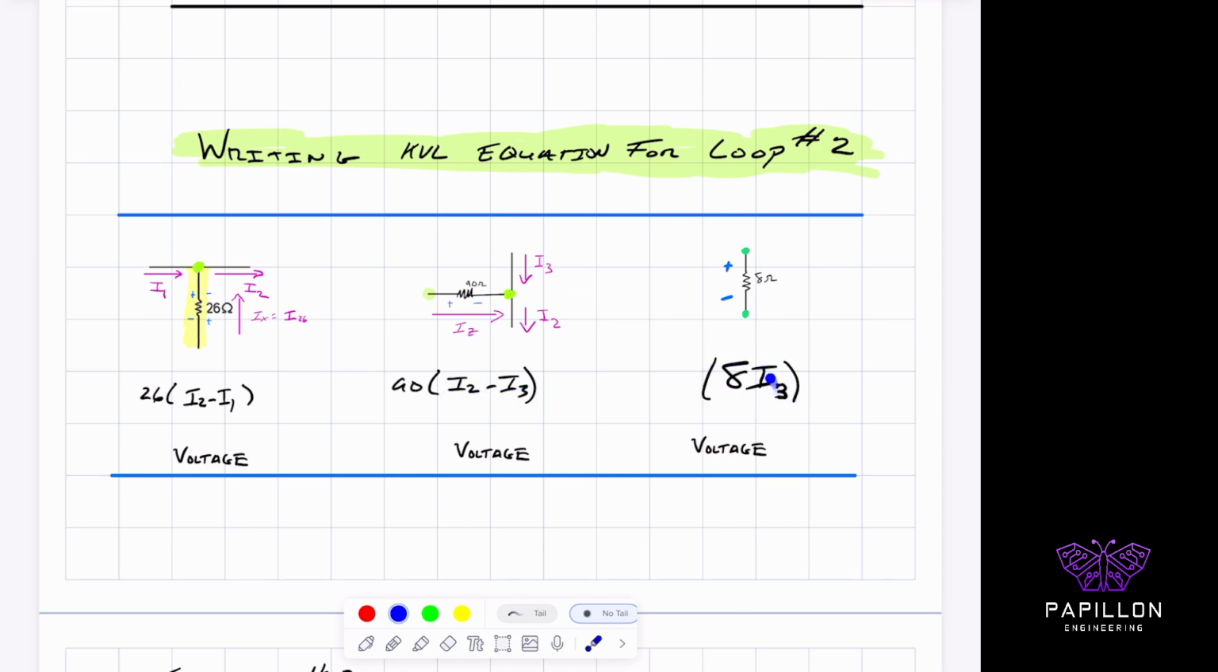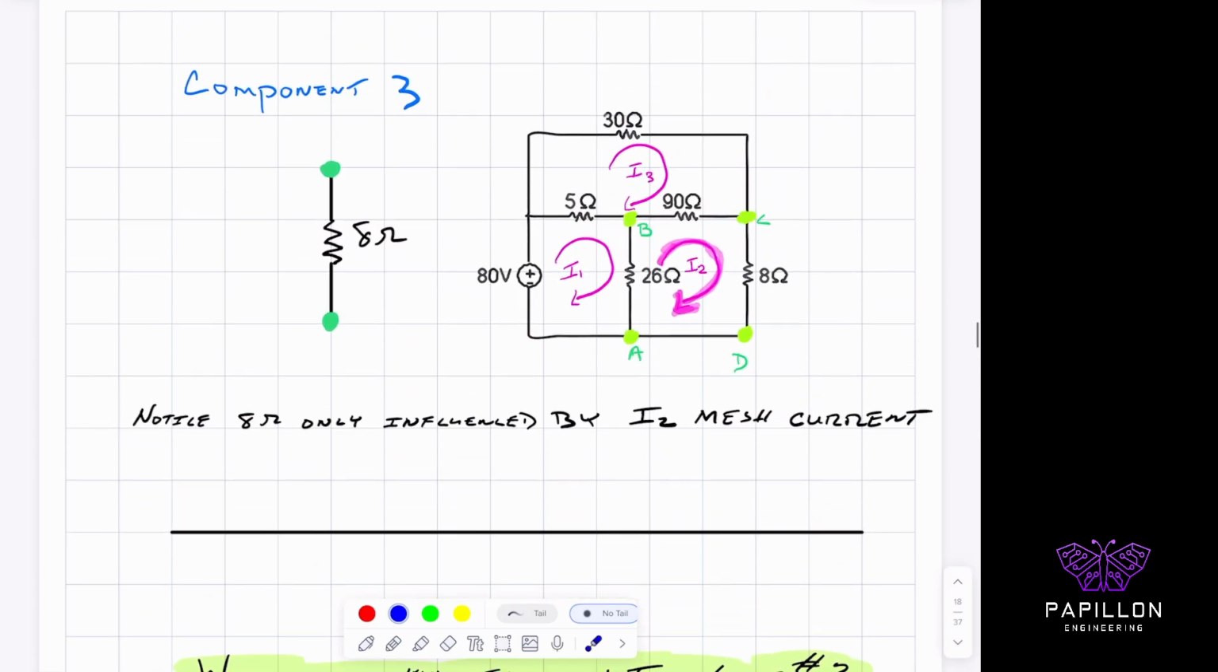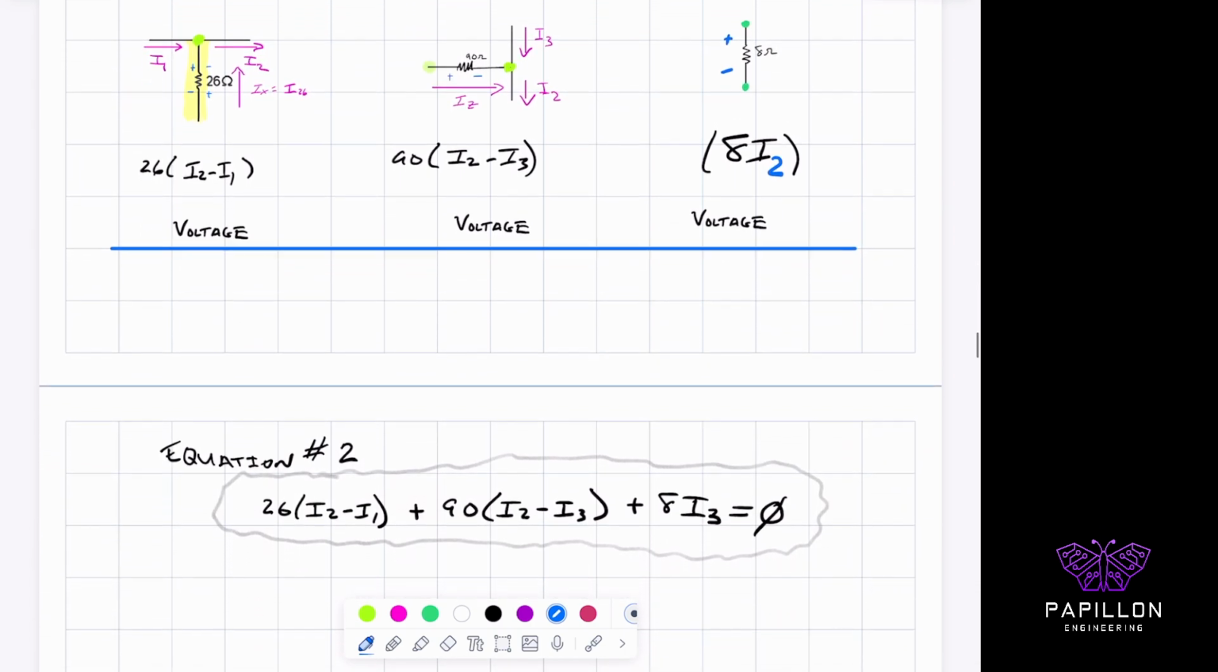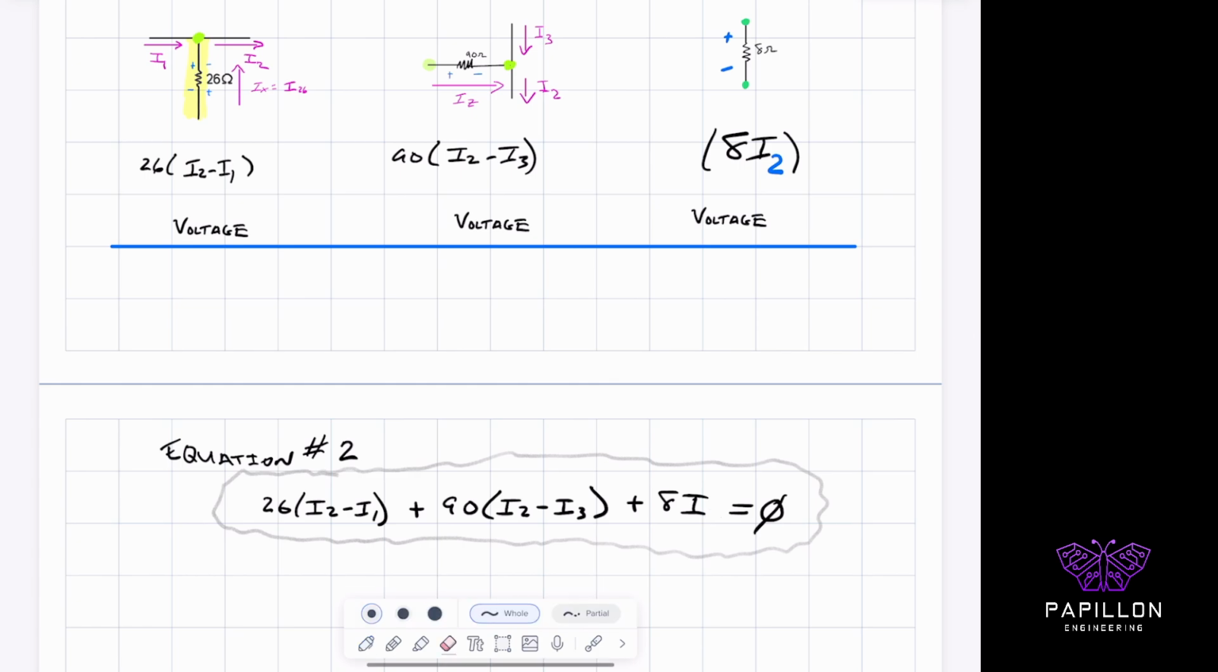And this one, because we already are, ooh, did I do a typo there? I did indeed. This is supposed to be 8 times I2, because we're in loop number 2. Okay, so with that said, I gotta fix this typo here, so sorry about that.